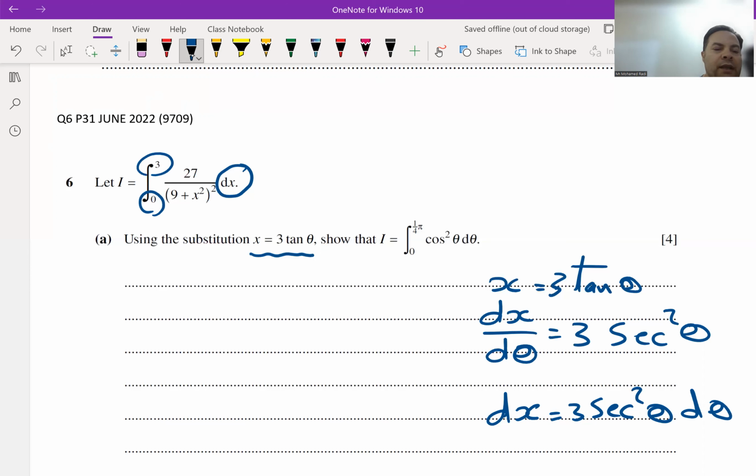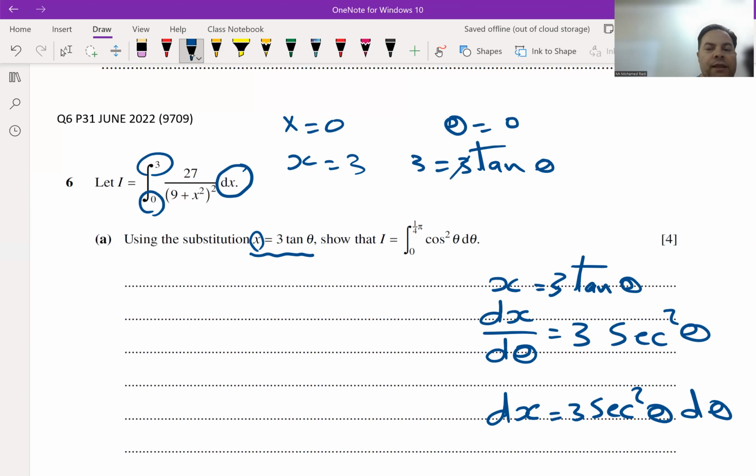In case x is equal to 0, remove x and write 0 and get theta. So tan theta is equal to 0, shift tan 0, so the answer will be 0. So theta is equal to 0. What else? In case x is equal to 3, so 3 equals 3 tan theta, cancel, tan theta is equal to 1, shift tan, so theta is pi over 4.